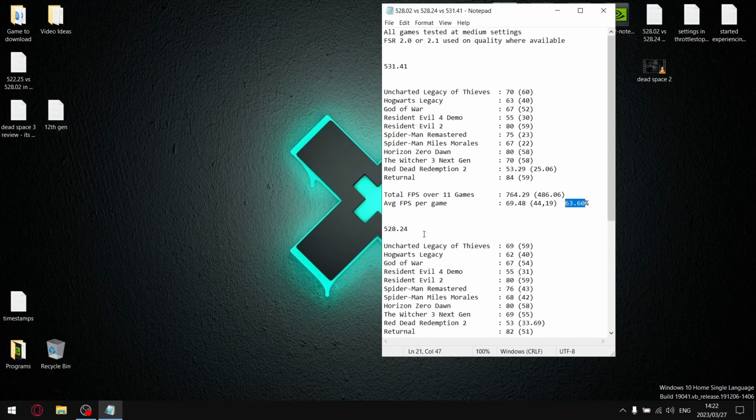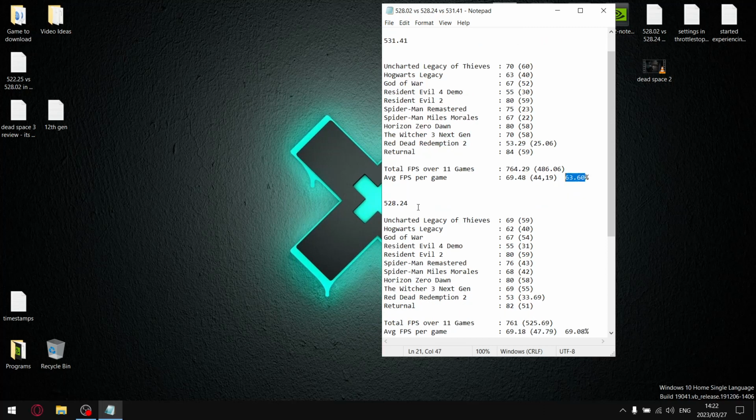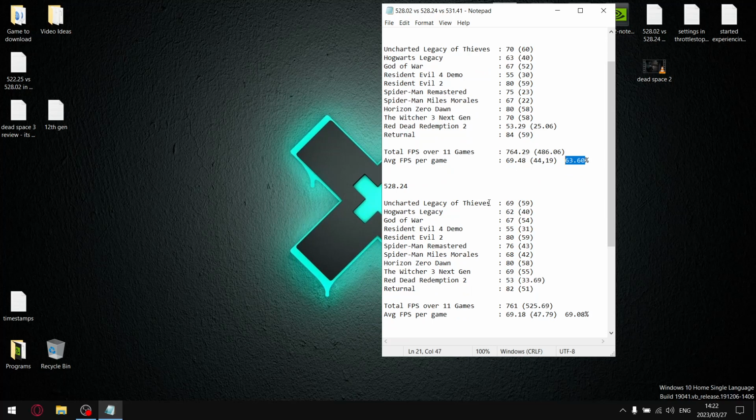So for 528.24, which is my second favorite driver, over the 11 games, my total FPS was 761. Divide that by 11, and my average FPS per game is 69.18. And when I add up the 1% lows in the same fashion, over the 11 games, my 1% lows are 525.69. Divide that by 11, and my average 1% low per game is 47.79. So you can see there's already an uplift there.